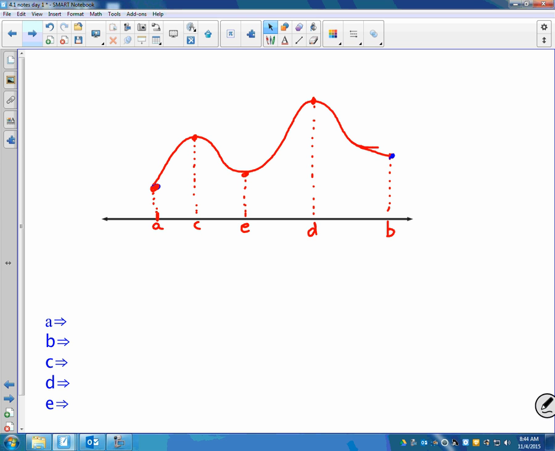What is A? Local, I mean absolute. Absolute. Why is it absolute? It is the lowest point on the graph. So A is an absolute minimum.